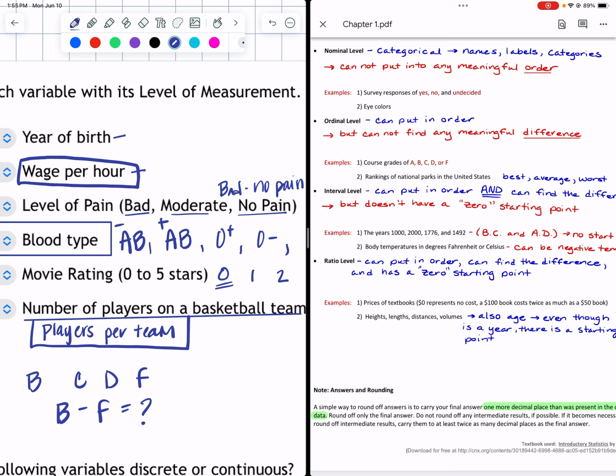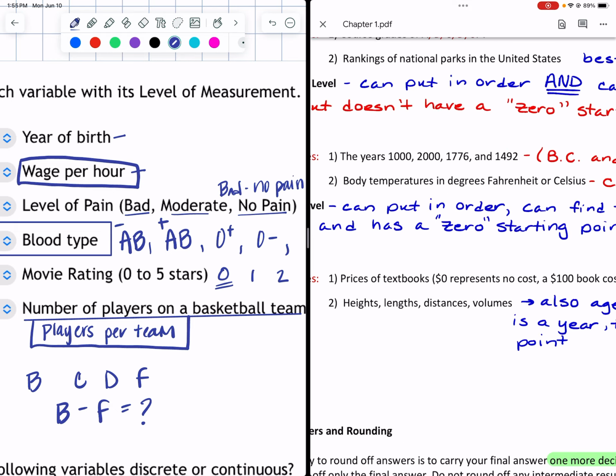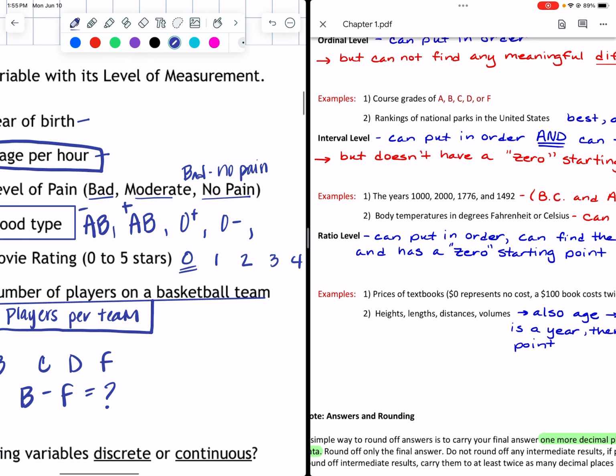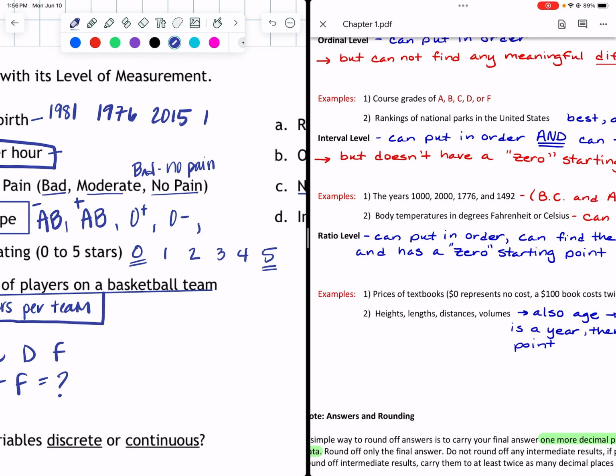If I were to list the years of birth for all of the students in my class. I don't know all your birth dates. Let's say I was born in 1981. My husband was born in 1976. My son was born in 2015. My dad was born in 1945. My mom was born in 1949.